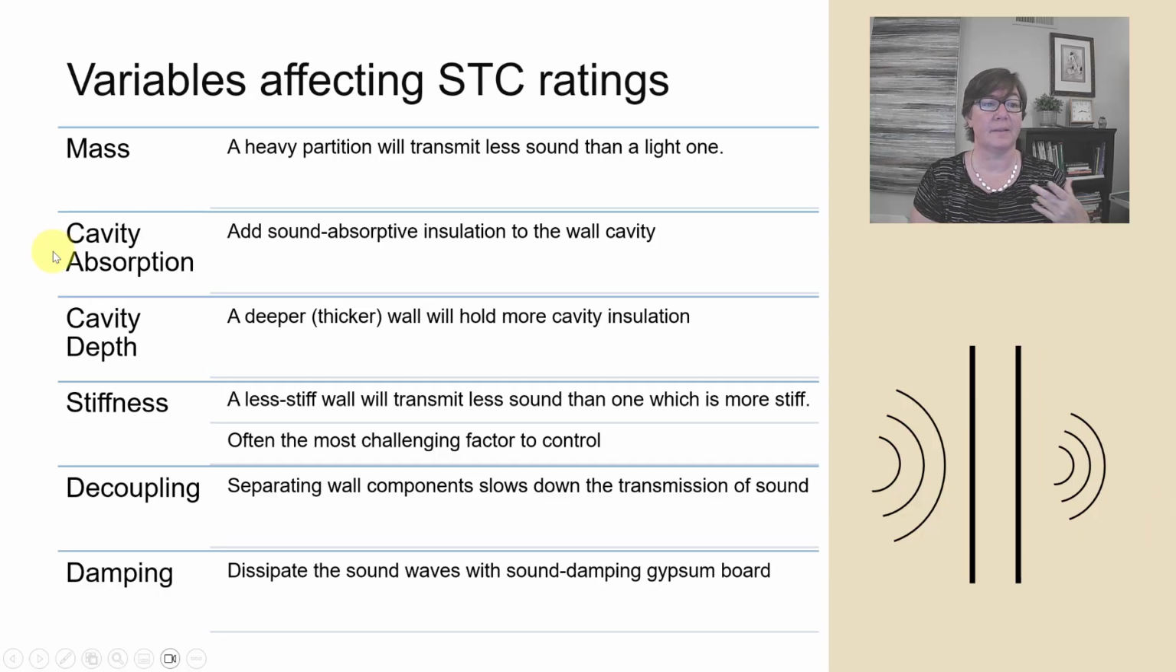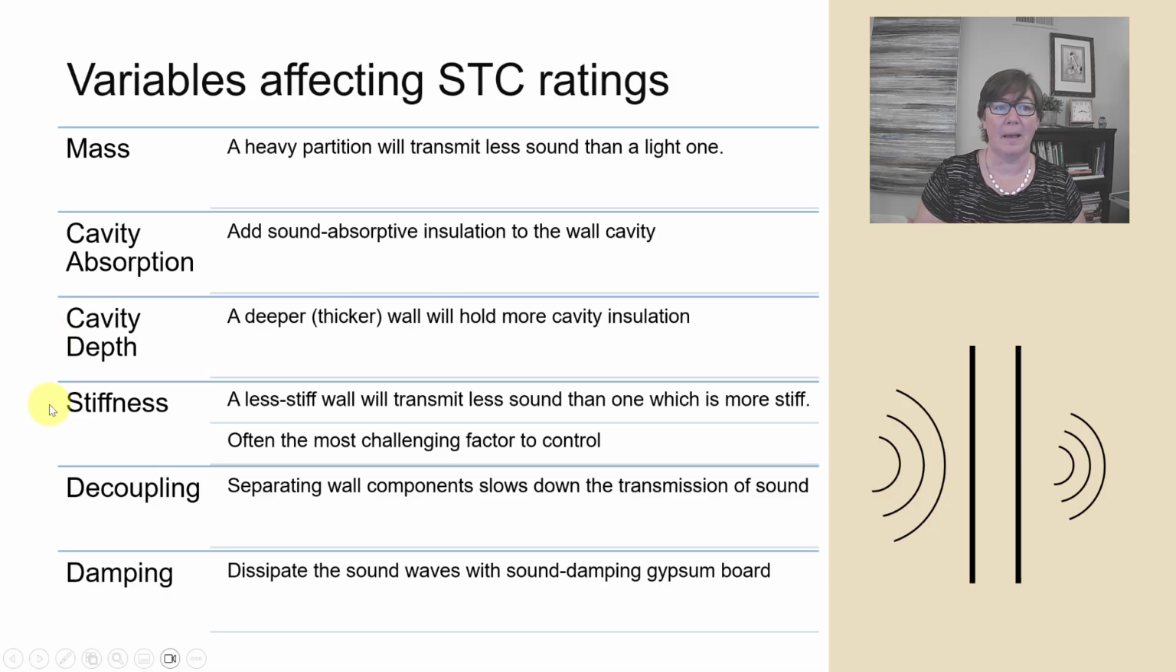Our next one is cavity absorption. The idea here is that we add insulation in that wall cavity. It will absorb some of the sound, so less will be transmitted. And that would go right in here in the middle of the wall cavity. Our next one is cavity depth. If we make our wall deeper or thicker, you can hold more cavity insulation, and you can lower your STC rating. Whoops, I said that wrong. You can raise your STC rating.